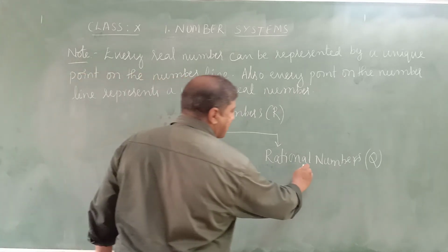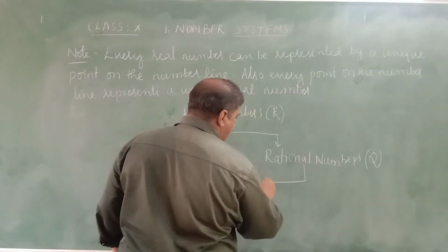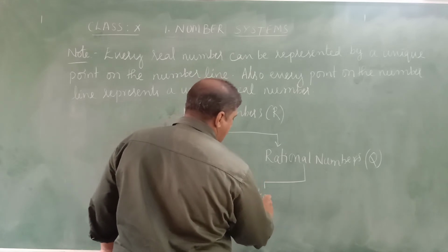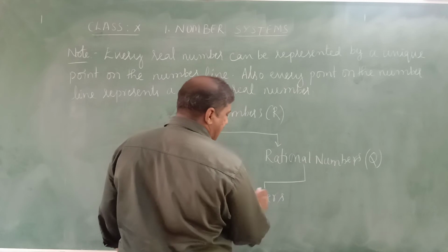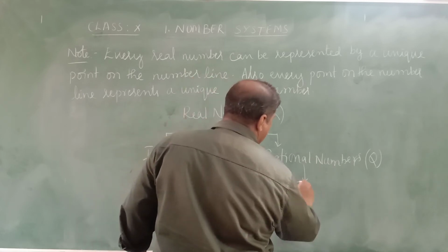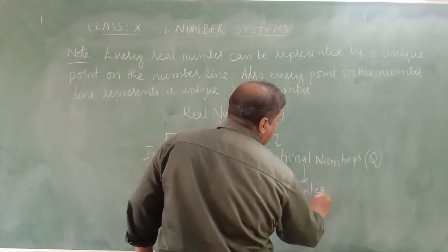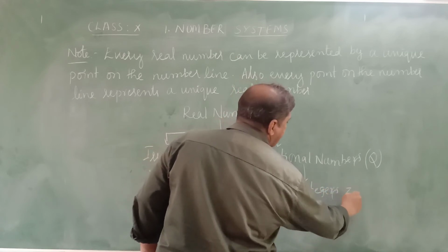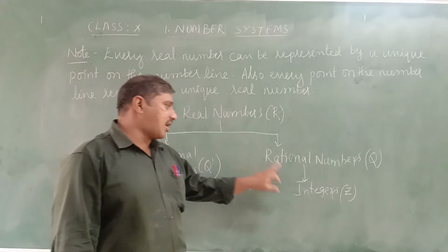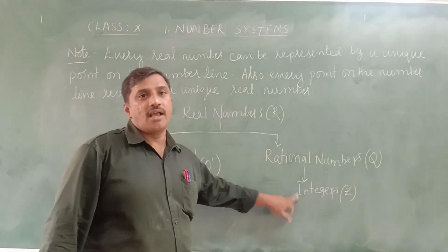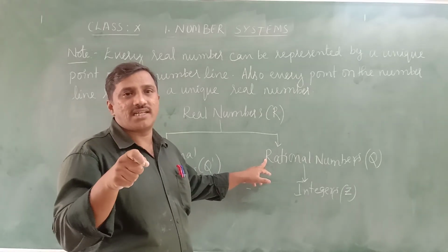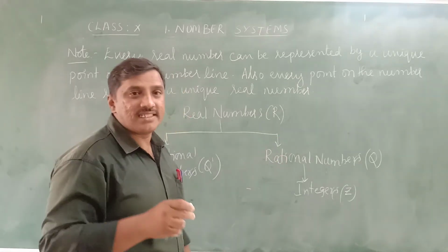Now rational numbers contain integers. You can write that rational numbers contain integers, and integers are represented with the letter Z. All integers are rational numbers, but all rational numbers are not integers, because rational numbers include decimals and fractions which are not there in the integers.